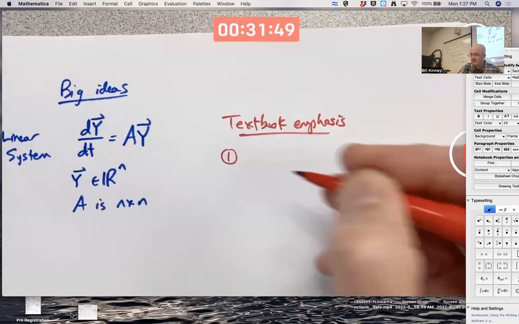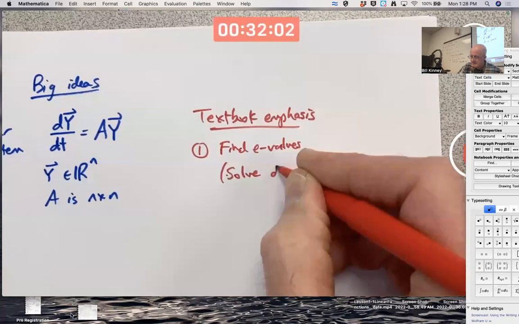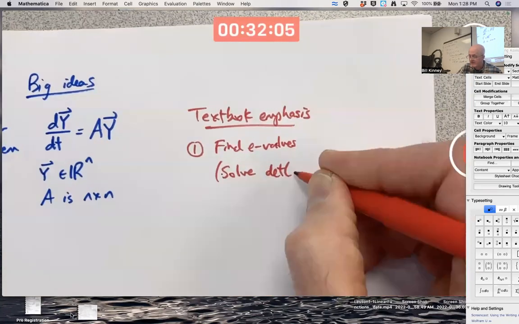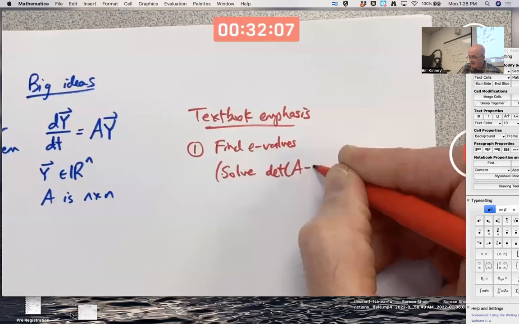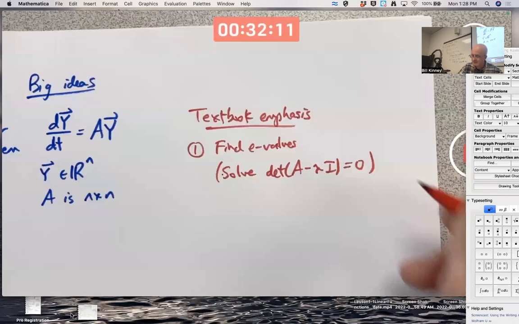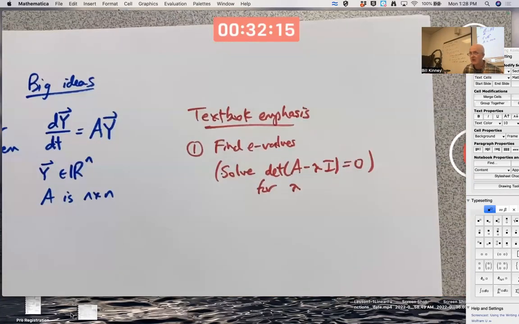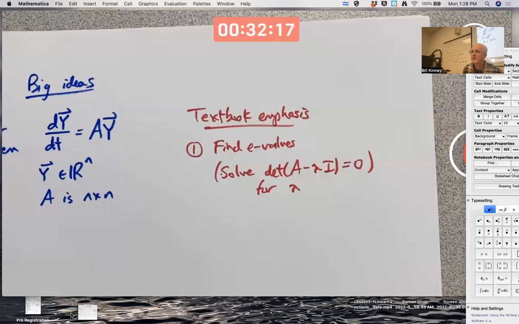First step, find the eigenvalues by solving the characteristic polynomial, find the roots. Solve the determinant of A minus lambda I equals 0 for lambda. In the case where n is 2, that's quadratic. You can always just use the quadratic formula if you have to. Once n is 3 or larger, it gets much, much harder. To solve for lambda, you have to have special situations where lambda is not too complicated.